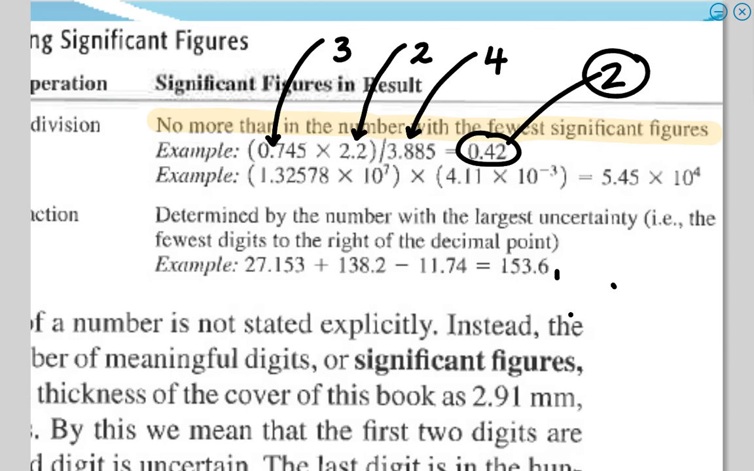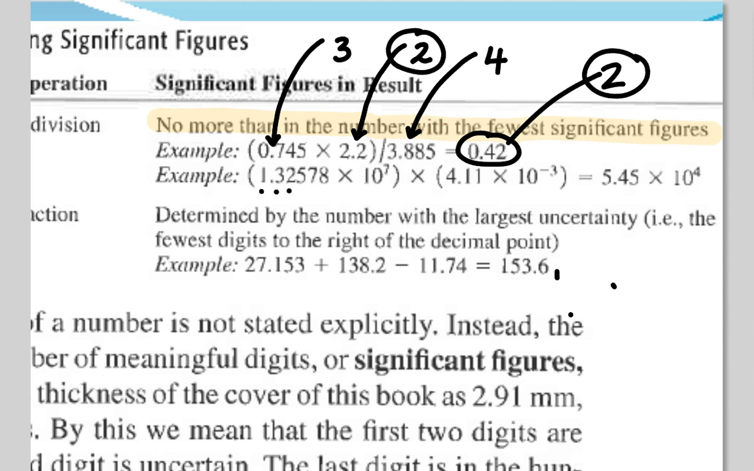It has to be the same as the lowest amount. So if you only have 2 sig digs, that's at most what you can have in your final answer. Your final answer can only be the same as the lowest amount. Okay, look at the next one.